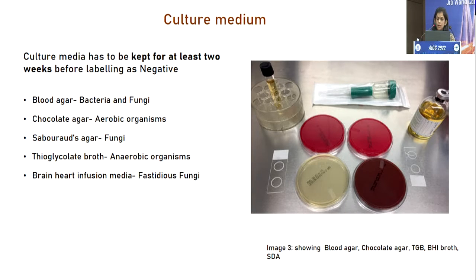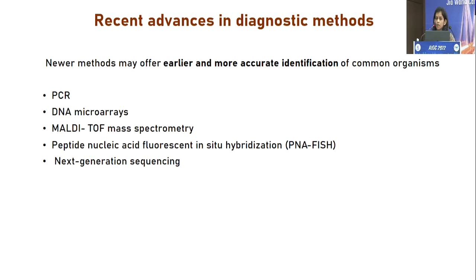Common culture media usually employed are blood agar for bacteria and fungi, chocolate agar for aerobic organisms, Sabouraud dextrose agar for fungi, thioglycolate broth usually used for anaerobic organisms, and brain heart infusion media employed for fastidious fungi. All the culture media should be kept for at least 2 weeks before labeling it as a negative or no growth. There have been recent advances in diagnostic methods which may offer earlier and more accurate identification of common organisms. Those include PCR, DNA microarrays, MALDI-TOF mass spectrometry, and PNA FISH.